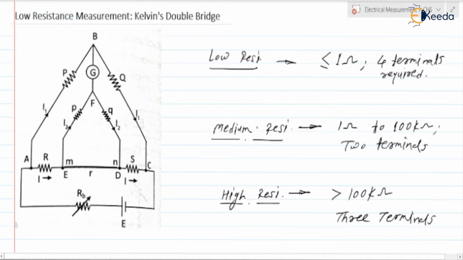So what do the terminals mean? Suppose this is the resistor we have. Here we require four terminals: these are 3 and 4, and here it is 1 and 2. Terminals 1 and 2 are for the current measurement, and 3 and 4 are for the measurement of the voltage across that particular resistor. That's why it is a four terminal.